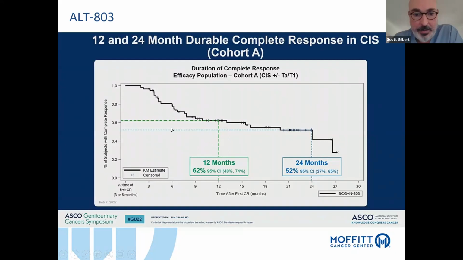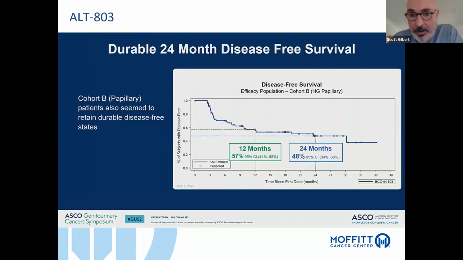Cohort A was characterized by CIS plus or minus Ta/T1 disease. And you can see here at 12 months, so better longer term endpoint data than 3 months, there was a 62% response rate or disease control rate. And at 24 months, it was fairly durable, still better than half of patients had disease-free intervals extending to 24 months or beyond.